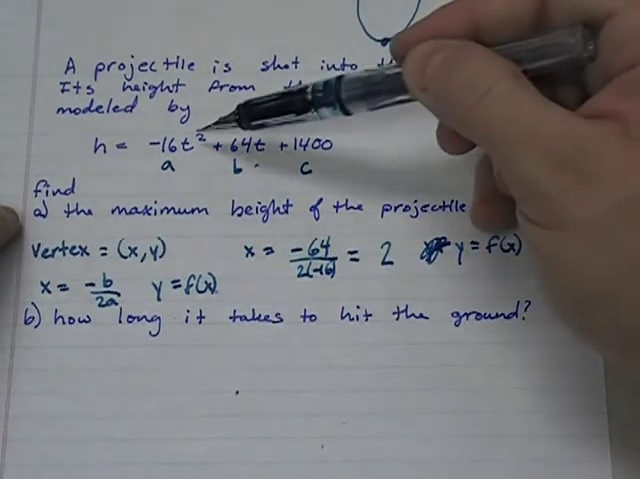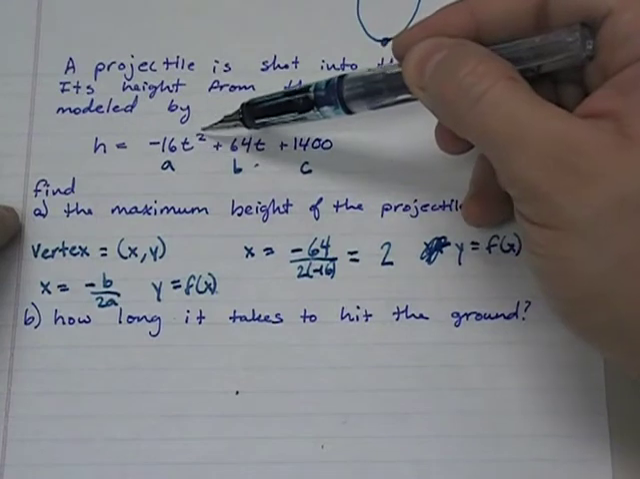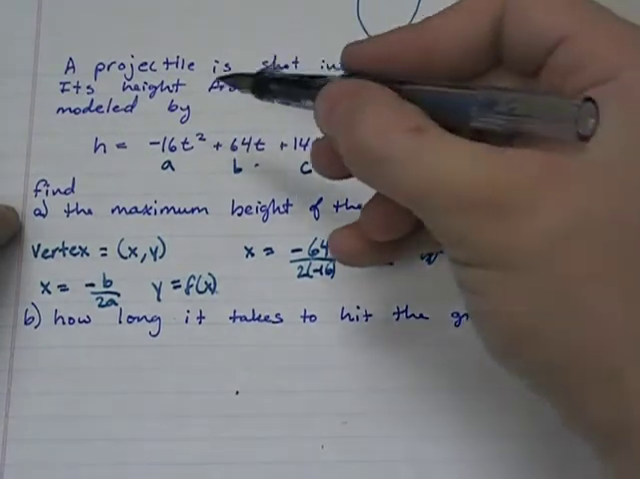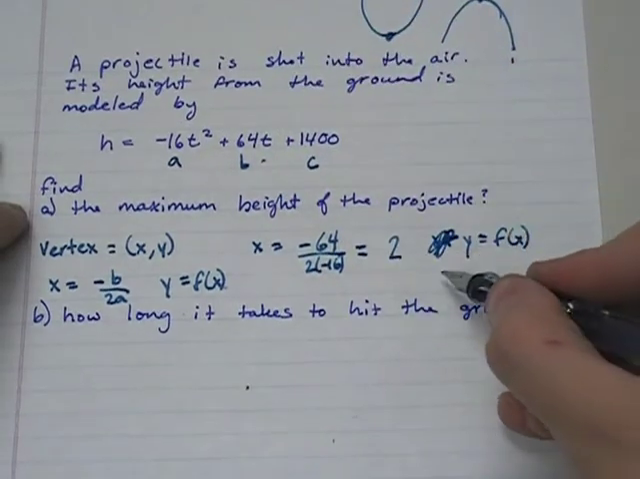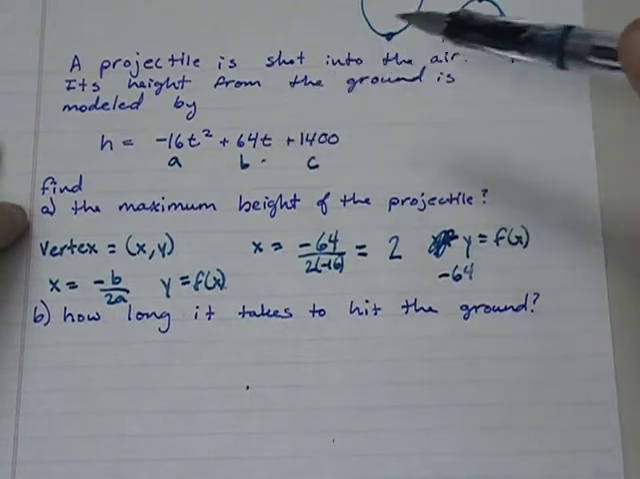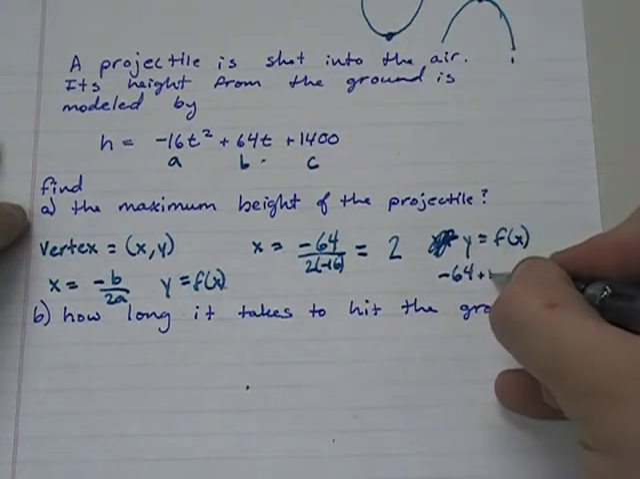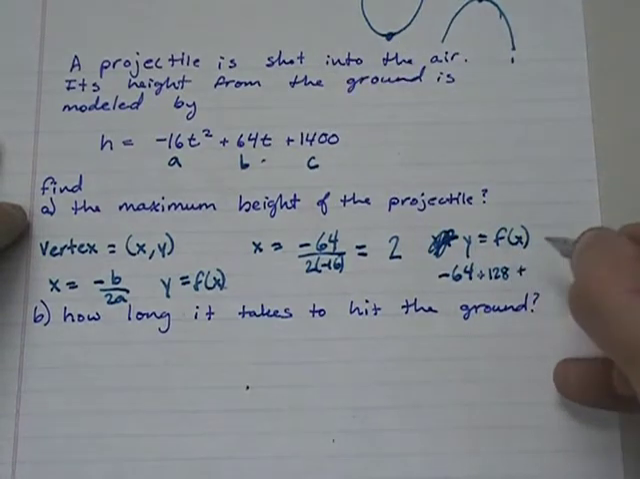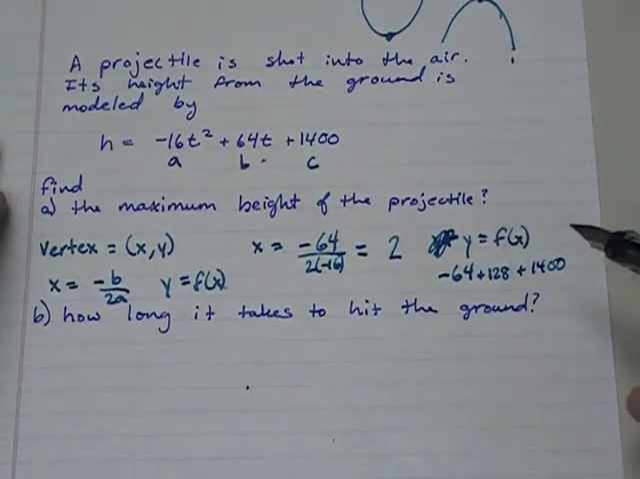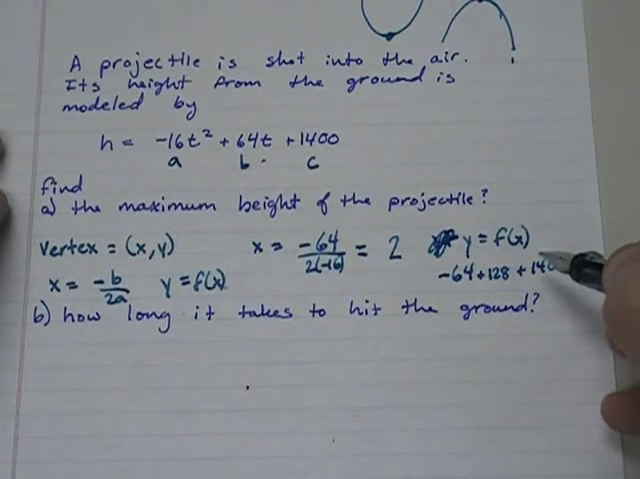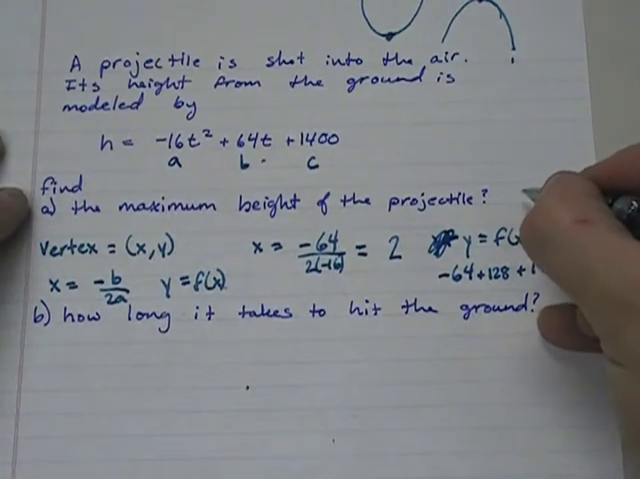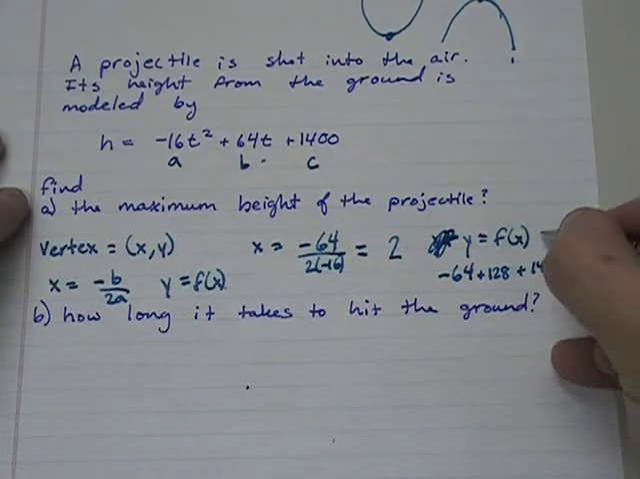So let's plug in 2 here. 2 squared is 4. 16 times 4 is 64. So we get negative 64. 2 times 64 is 128. And then plus 1400. What is negative 64 plus 128 plus 1400? That answer is 1464.